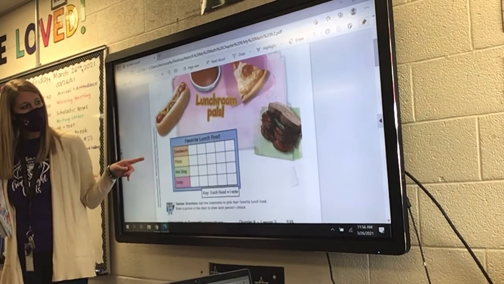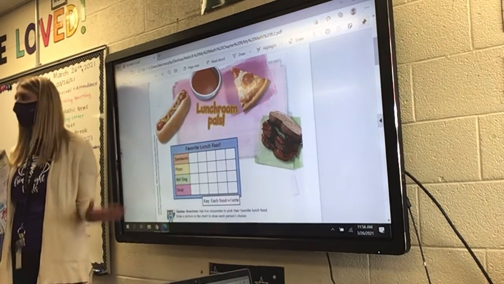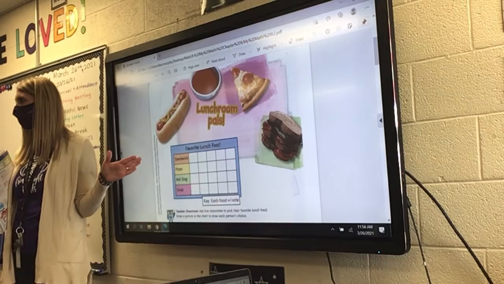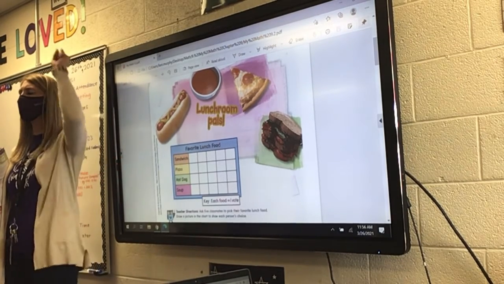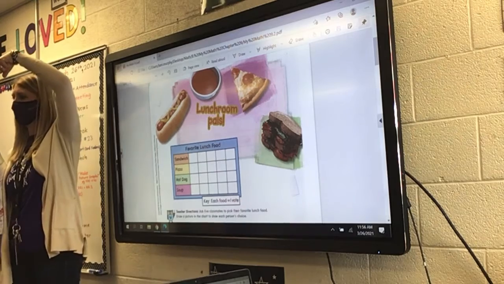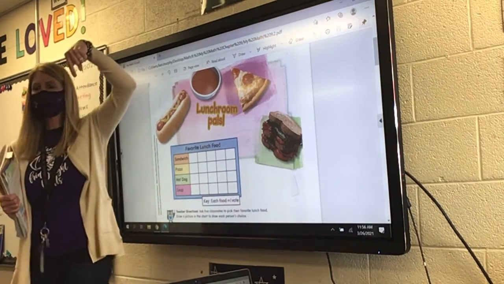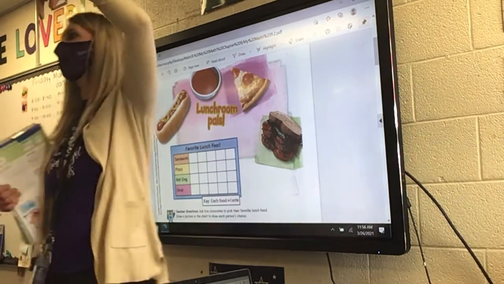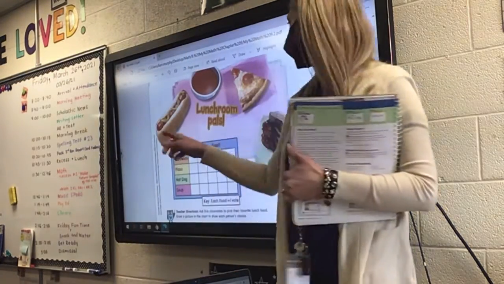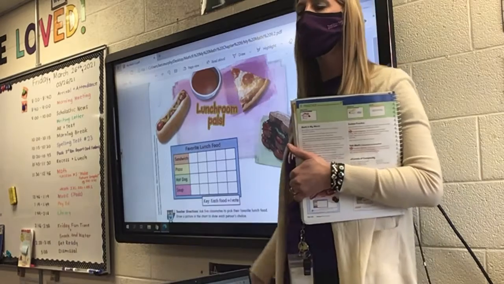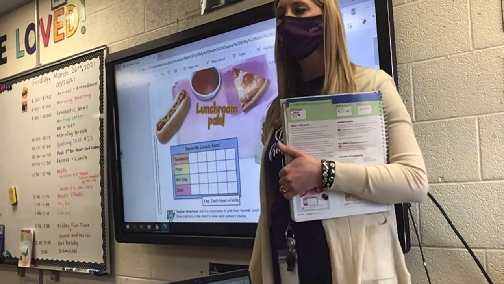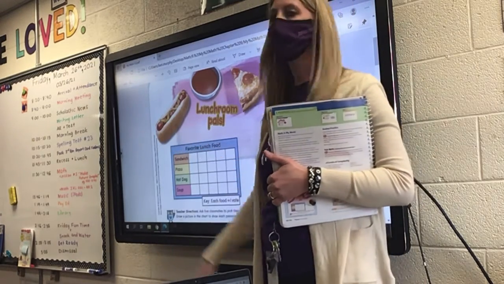So if you look down below, we have a graph down here. Who can find the title of the graph? Put your finger on it right now, on the title. What is this graph all about, Kaden? Favorite lunch food. So we're going to learn all about favorite lunch food. John, why aren't you participating in person? Finger on the title.